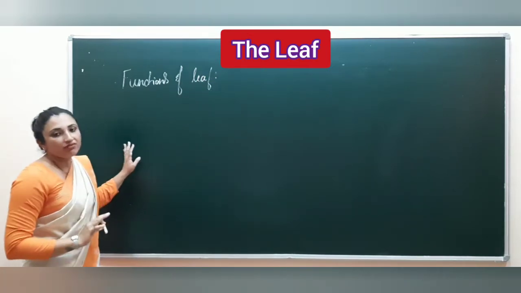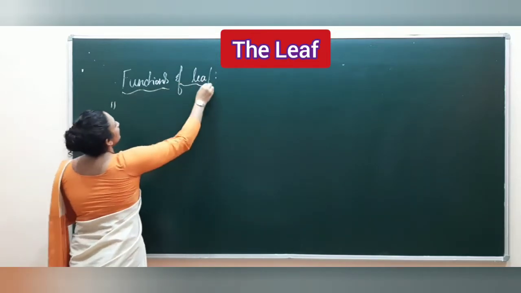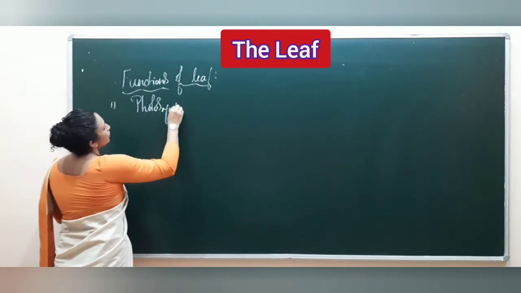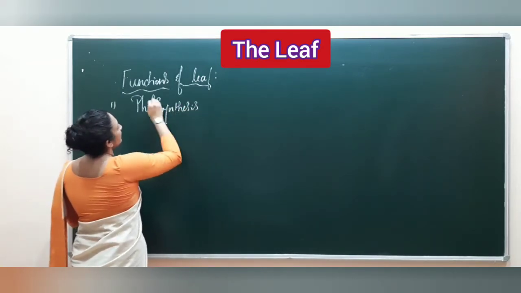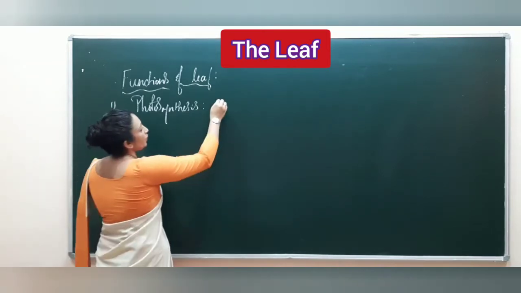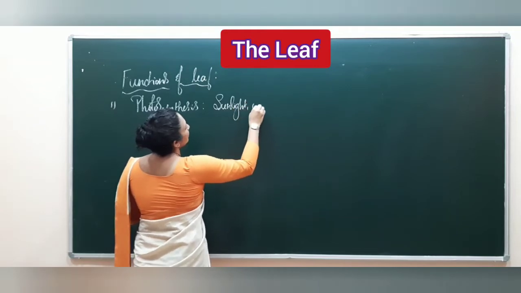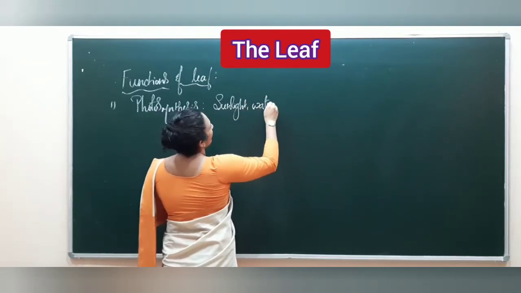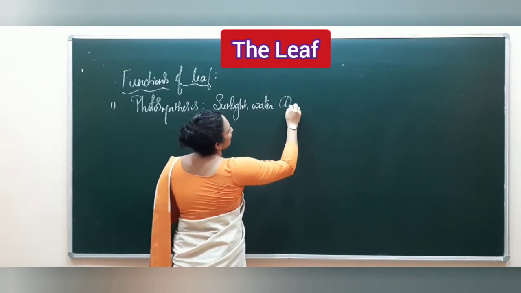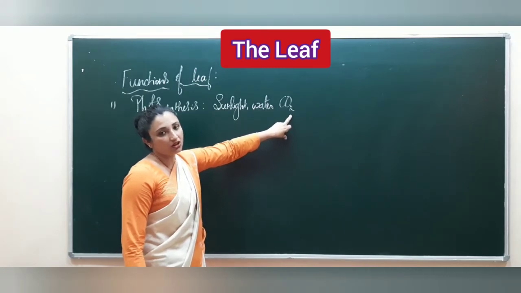The first important function carried out by the leaf is photosynthesis. Photosynthesis, you all know, is the process by which the green plant prepares its food, making use of sunlight, water, carbon dioxide, capital C, capital O, subscript 2. This is the symbol for carbon dioxide.